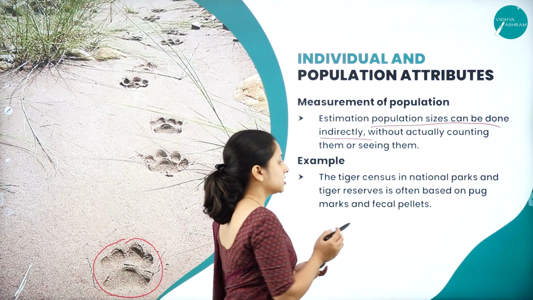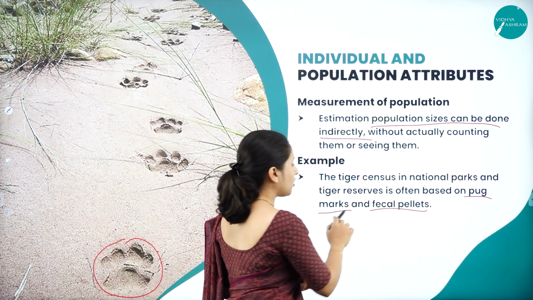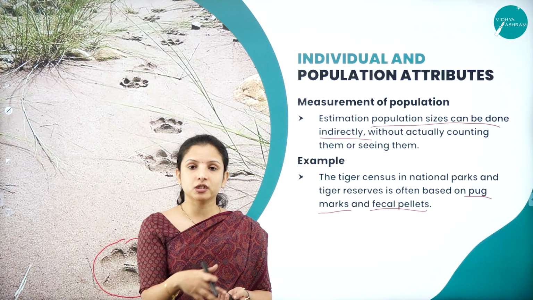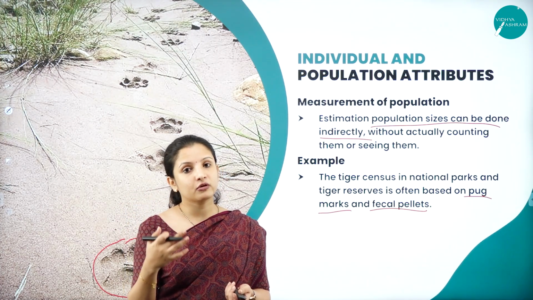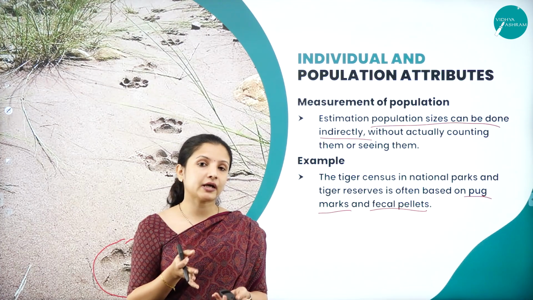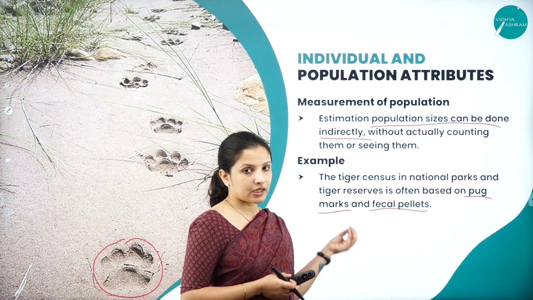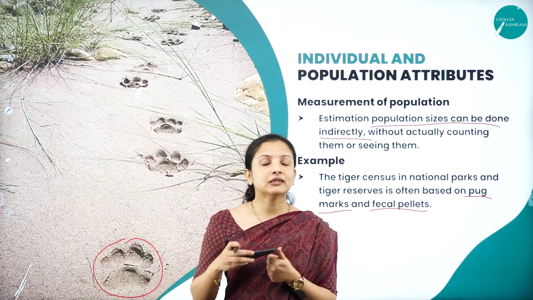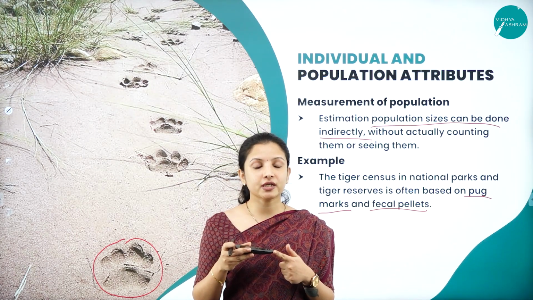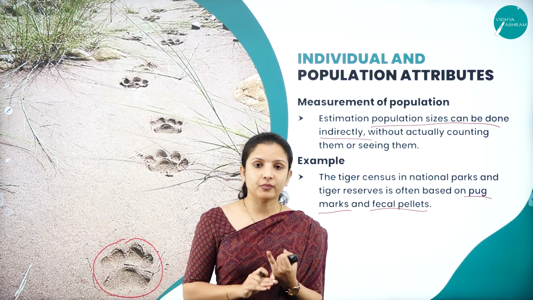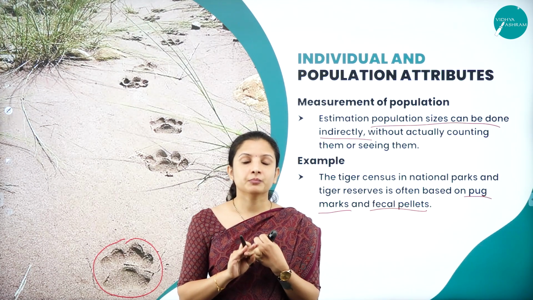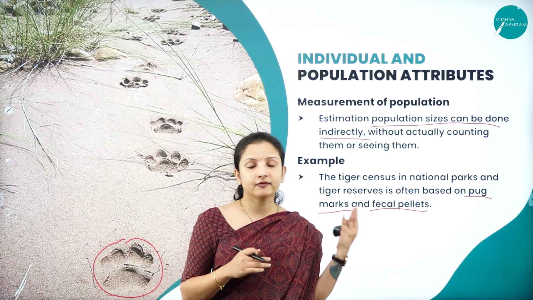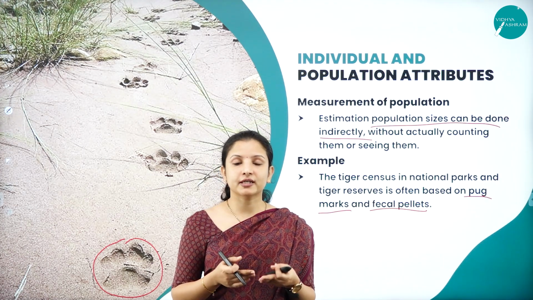Or they will go in for the fecal matter, either the pug mark or the fecal pellets. Wherever the tiger has left fecal pellets, looking into the texture of the fecals and all that, they will try to count the number of tigers in that particular tiger reserve population. So that is how they collect. This is how, by different means, a population can be calculated. One is by counting the exact number. Another is by measuring the area it has covered or the biomass. And also sometimes by just looking into the number of animals caught in a trap, by that also they give an estimate of the size of that particular population.